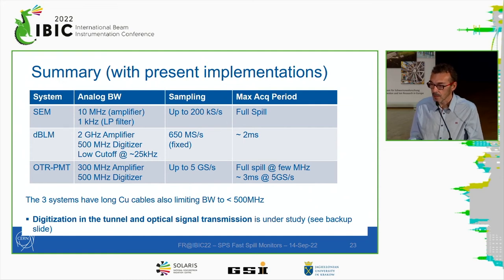Now I have a few tables which I can flash rather quickly. Most of these I already mentioned. Here I summarize for reference the key parameters of the different implementations that I described, the different methods. I just want to again stress that with the present implementation, the three detectors feature rather long copper cables for the signal transport, which limits the ultimate bandwidth. So we are looking, and there is also a backup slide about our investigation of plans to study digitization in the tunnel and optical signal transmission, to improve the overall bandwidth.